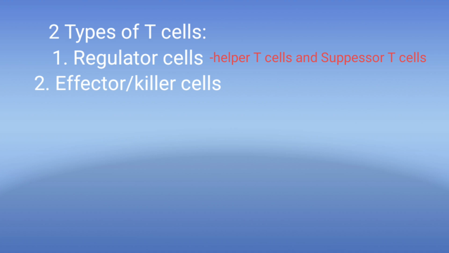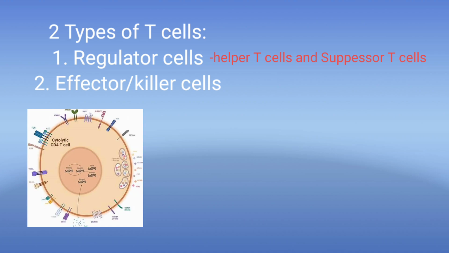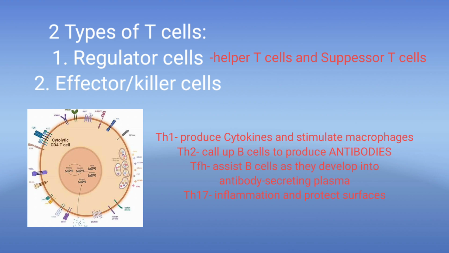The T helper, or TH, cells contain a protein called CD4 plus, which is why they're called CD4 plus cells. Four types of TH cells have been identified. The first one is the TH1 cells. They participate in inflammation by producing cytokines as well as stimulating macrophages. The second one is TH2 cells. This one activates and calls up the B cells to produce antibodies.